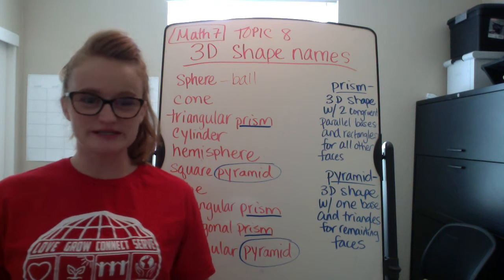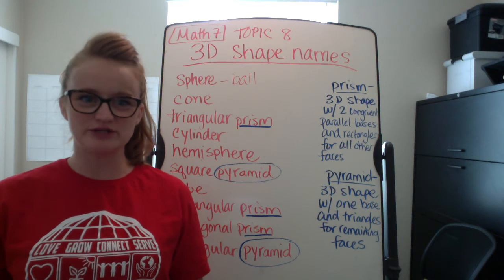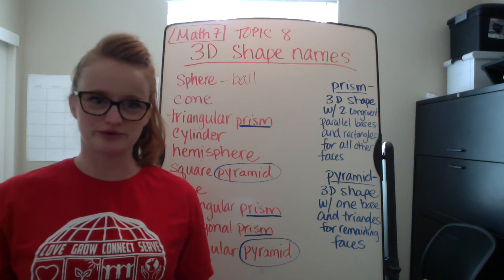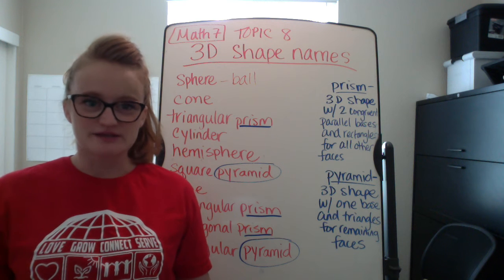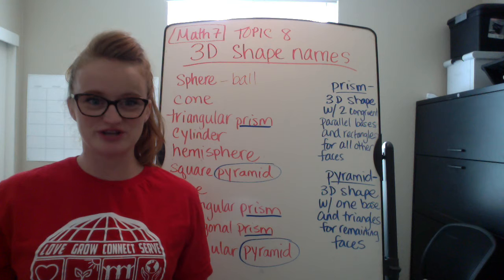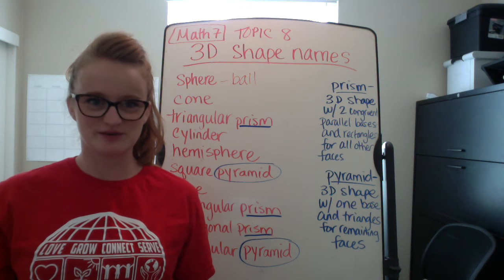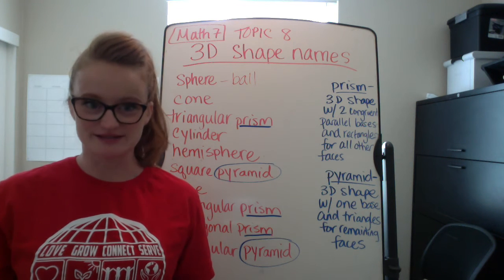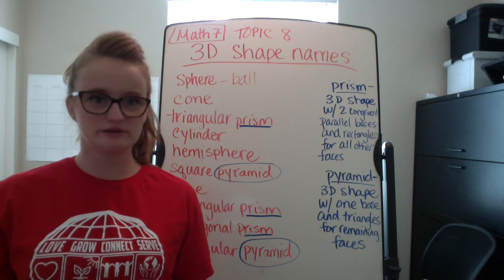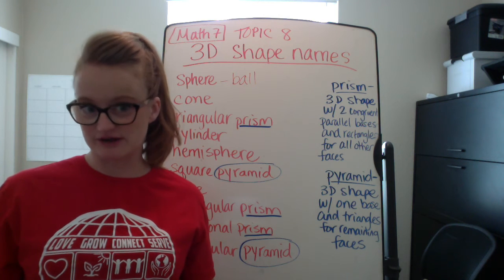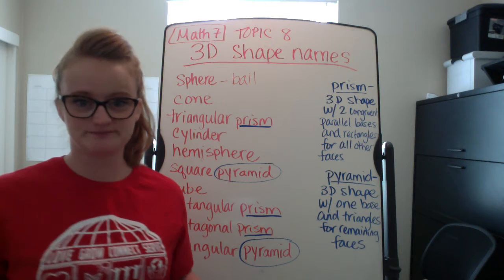Hi 7th graders, so in this video I'm going to go through a bunch of 3D shape names so that we know what we're talking about when we go through cross sections. Because a cross section is taking a 3D shape, slicing it a certain way, and then looking at what 2D shape we created from that slice. Before that, we need to know 3D shape names. Some of you may know some of these already, and some might be new to you.